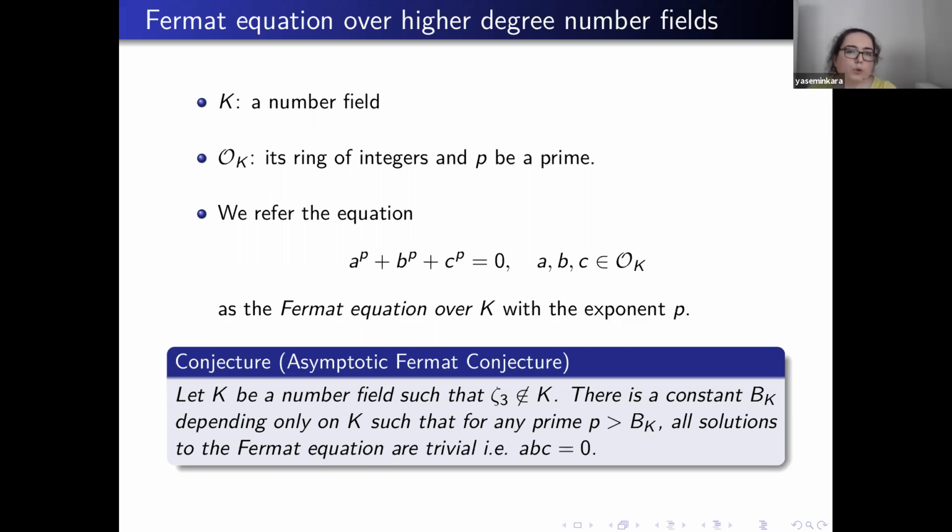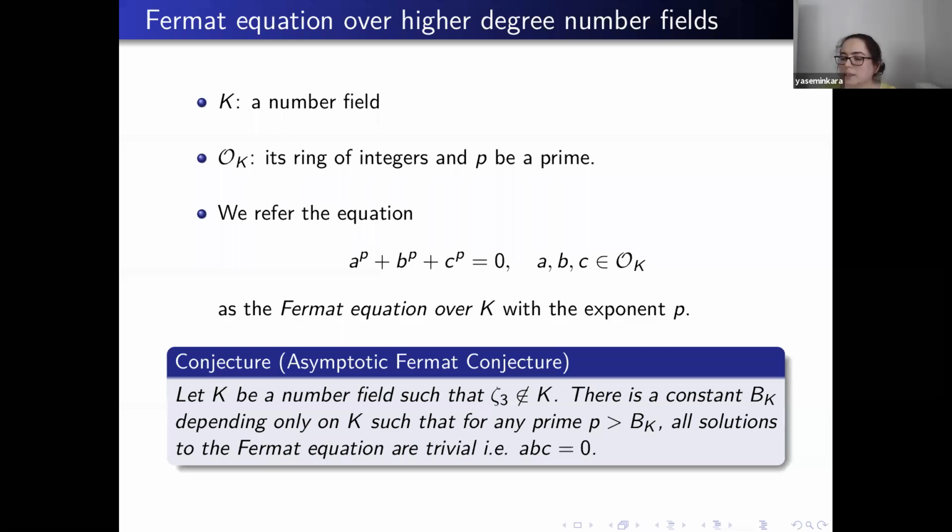And so the aim is to consider this Fermat equation over higher degree number fields. So instead of Q, we take a number field K. Instead of integers, we consider the ring of integers of this number field K. And p is a prime. So we refer to the same equation, a to the p plus b to the p plus c to the p is equal to 0, as the Fermat equation over K with the exponent p. Of course, here a, b, c are elements of the ring of integers of K. And now there is a conjecture which is called the asymptotic Fermat conjecture.